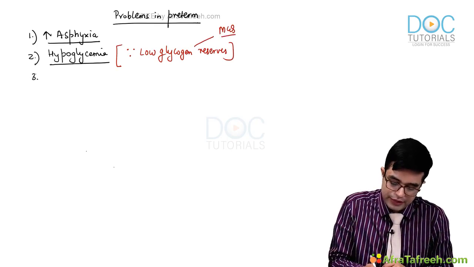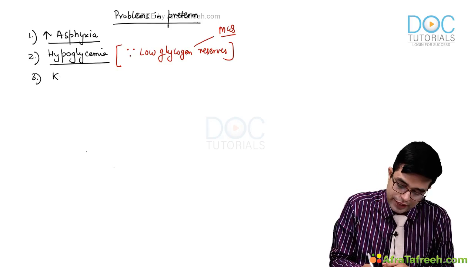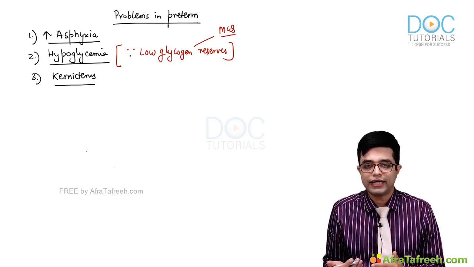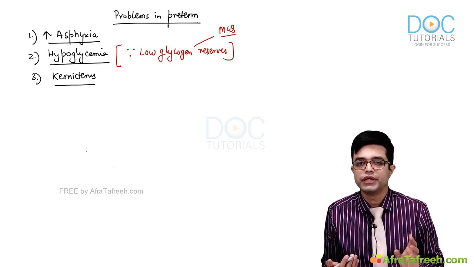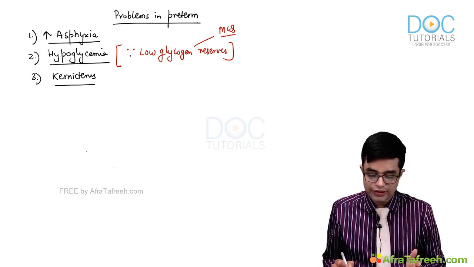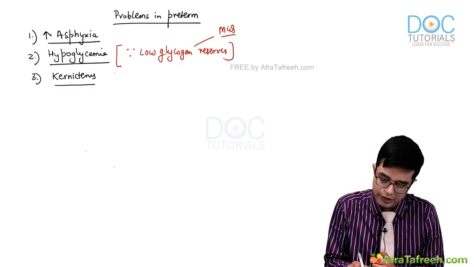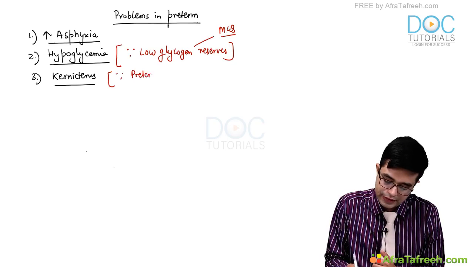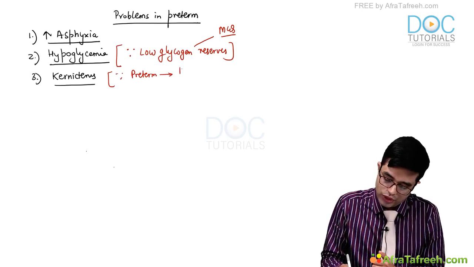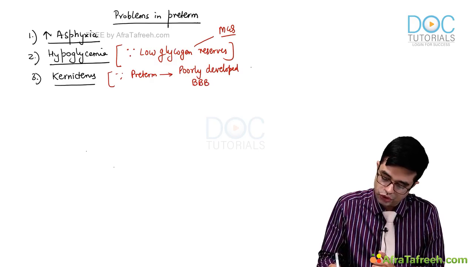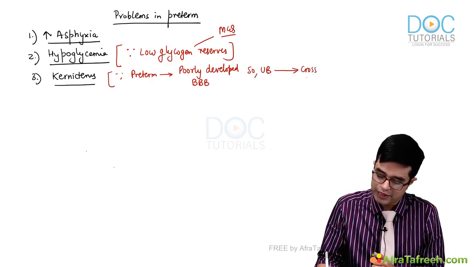Third thing, preterm babies are found to have increased risk of kernicterus. What is kernicterus? Damage to basal ganglia and other parts of the brain due to unconjugated hyperbilirubinemia. There are multiple reasons why kernicterus happens. Details of kernicterus I have discussed in the module on neonatal jaundice, but in bracket you can remember, because preterm babies have poorly developed blood-brain barrier. So unconjugated bilirubin can easily cross the blood-brain barrier and cause damage to the brain.